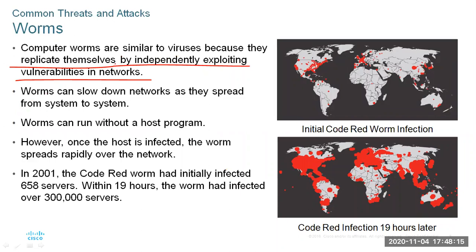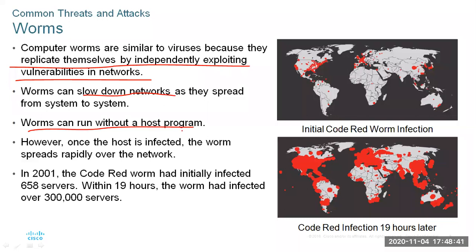You know, what they do is that they slow down the network as they spread from system to system. Okay, so if a worm infects a particular machine and that machine is on a particular network, within a very short time, it spreads itself like wildfire. So they can actually run without a host program.